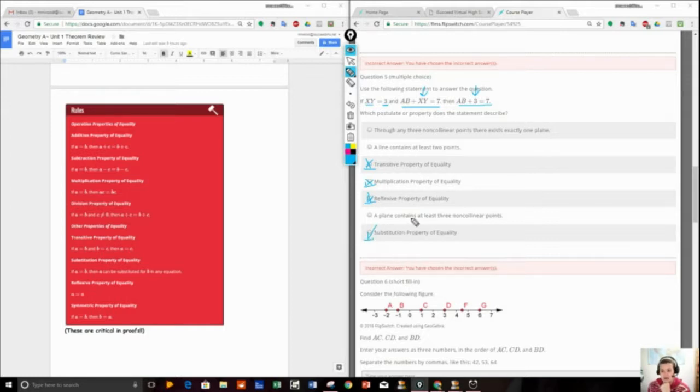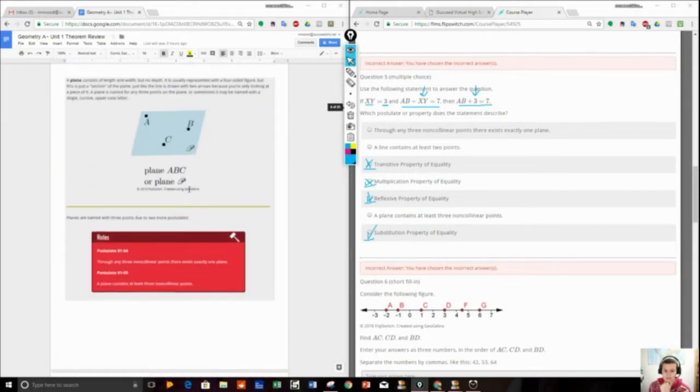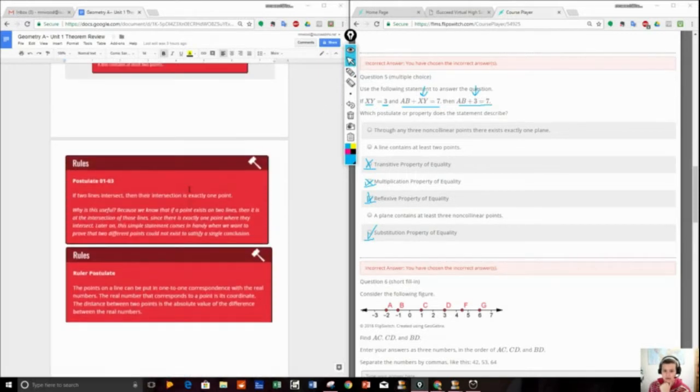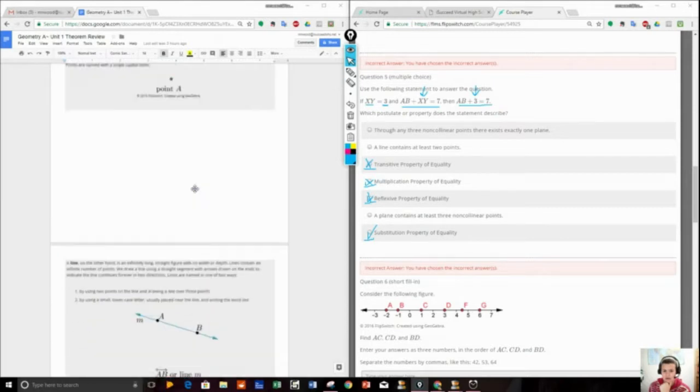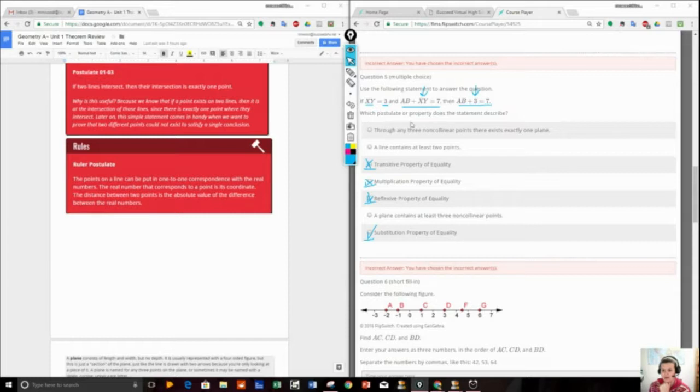So this is actually our addition property of a line segment, but they're using the substitution property of equality to replace xy with 3.